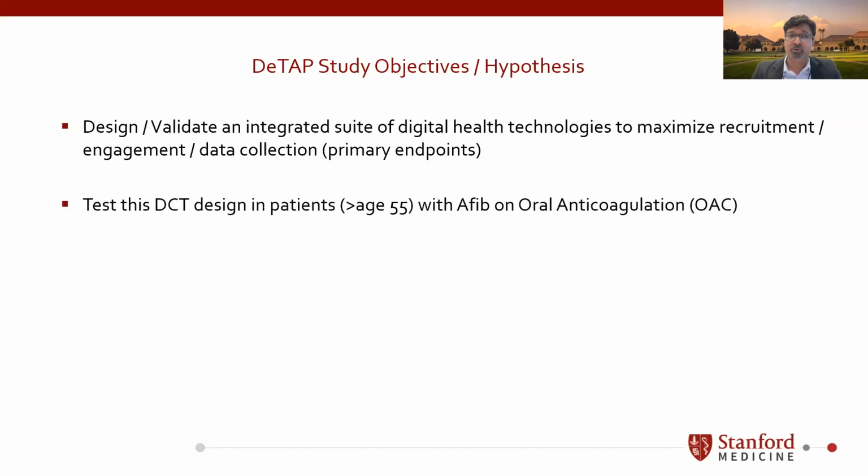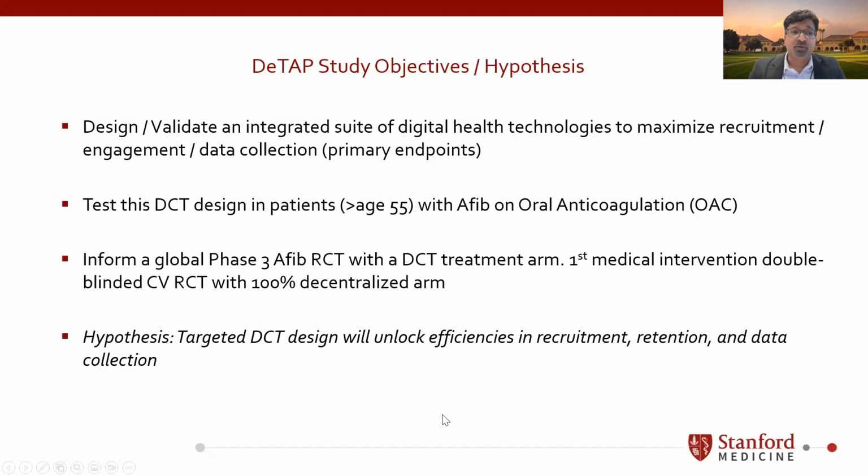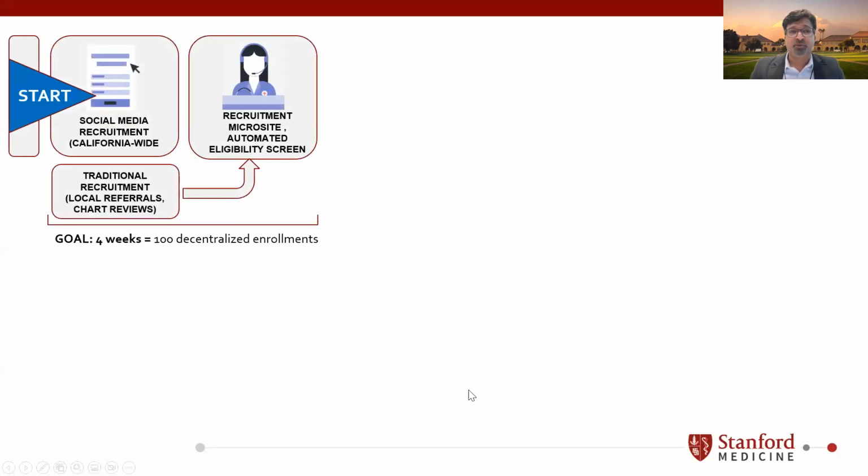And I'll walk you through that protocol in a moment. It was in patients 55 and older who had atrial fibrillation on oral anticoagulation. And it was intended to inform a global phase 3 AFib randomized clinical trial with a DCT treatment arm. This would be the first medical intervention double-blinded randomized clinical trial that has a 100% decentralized arm. So the hypothesis was that this design would unlock efficiencies in recruitment, retention, and data collection. So what did we do? Let me walk you through the protocol here.